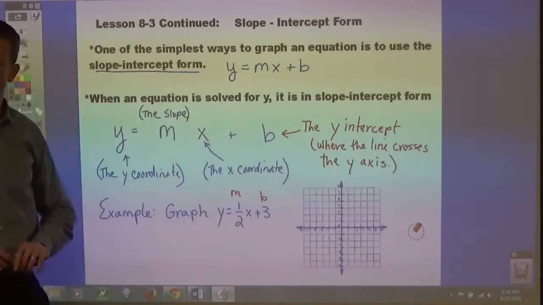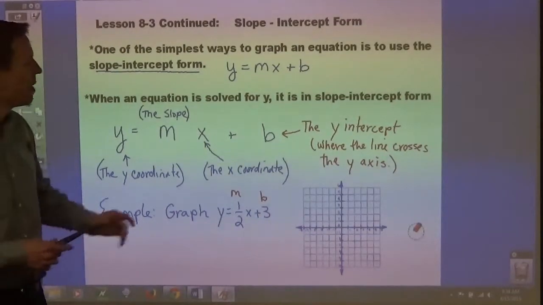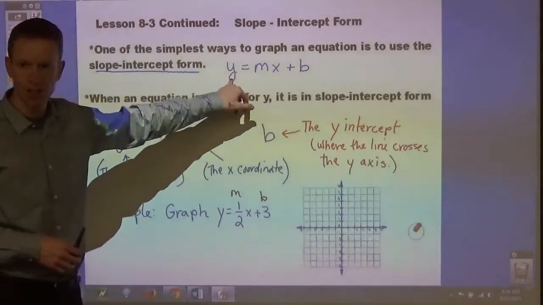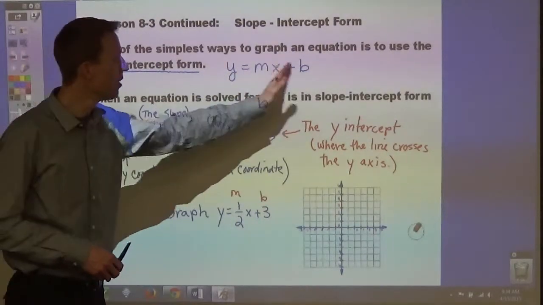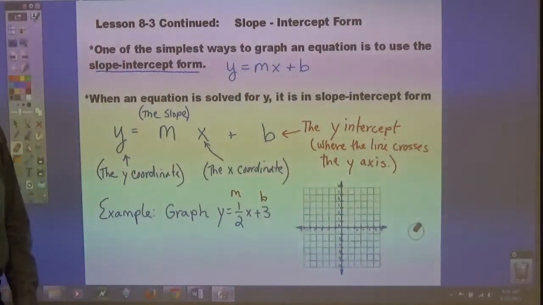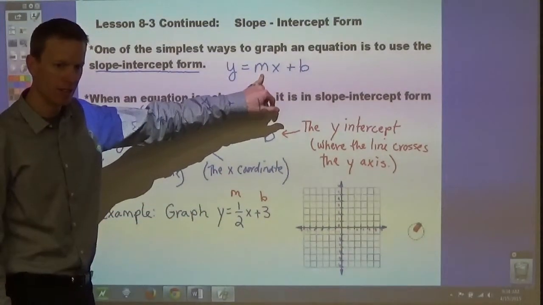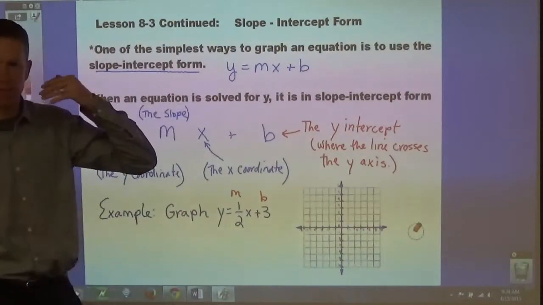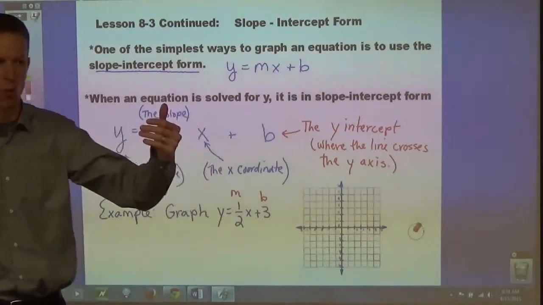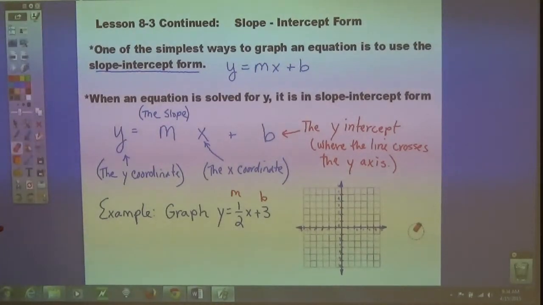Remember when we learned how to solve an equation for y? Solve for y means that y is all by itself on one side of the equation. And then on the other side, you've got some numbers and some terms. In this case, it is mx plus b. So the slope-intercept form is y equals mx plus b. Repeat that. Y equals mx plus b.